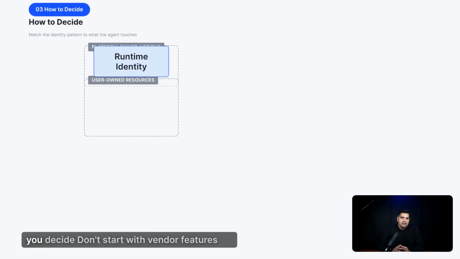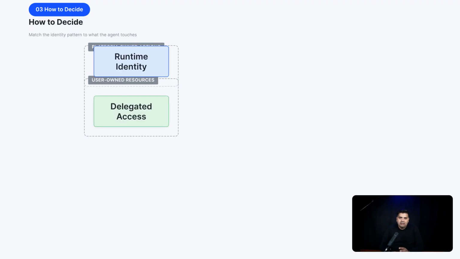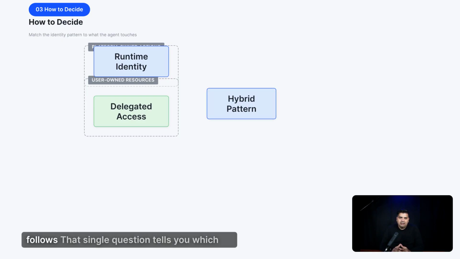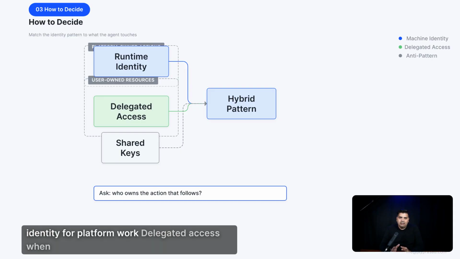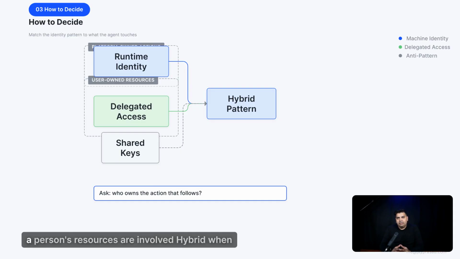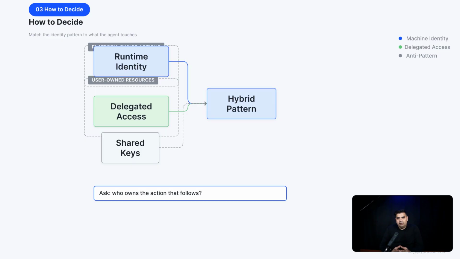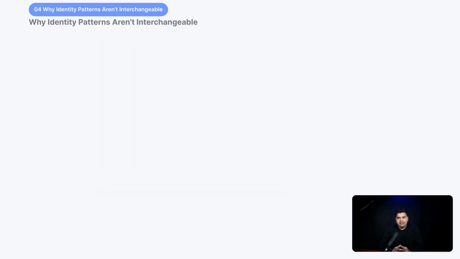So how do you decide? Don't start with vendor features. Start by asking what the agent is touching and who owns the action that follows. That single question tells you which identity pattern belongs in the design. Runtime identity for platform work. Delegated access when a person's resources are involved. Hybrid when the workflow spans both. Shared keys for nothing that matters.